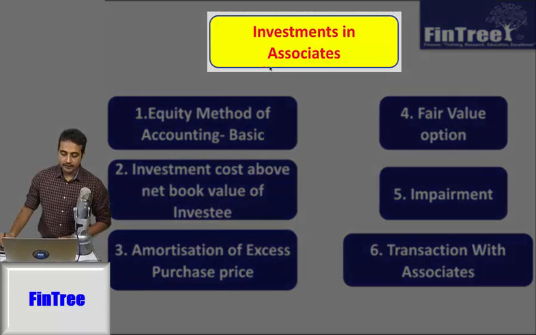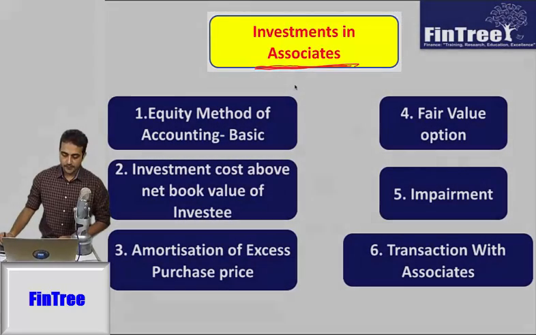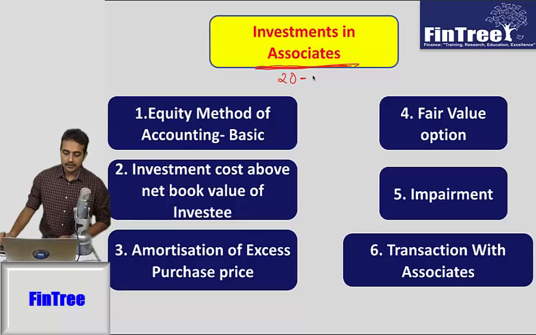Next heading is investment in associates. Investment in associates. The typical shareholding in this category is 20 to 50%, and the method of accounting that we use is equity method.